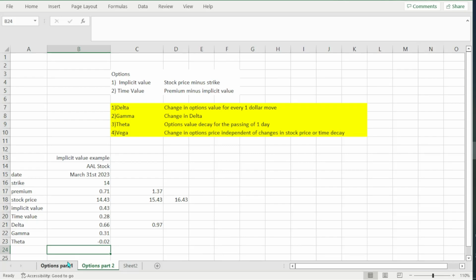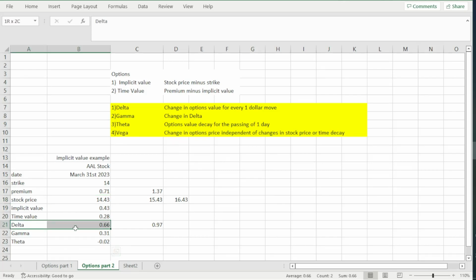All right, let's say that the stock price does not change at all. Let's say 1 day passes and the next day is March 22nd. The stock price does not change at all. Well, then in theory, the premium should go down by 2 cents. So this premium right now will be 69 cents the next day, assuming that the stock price has not changed. It's still stuck at $14.43.